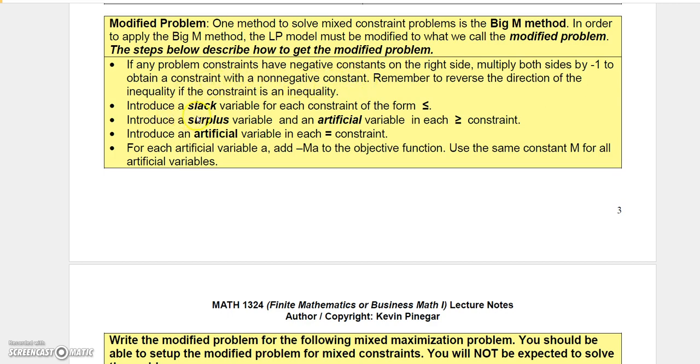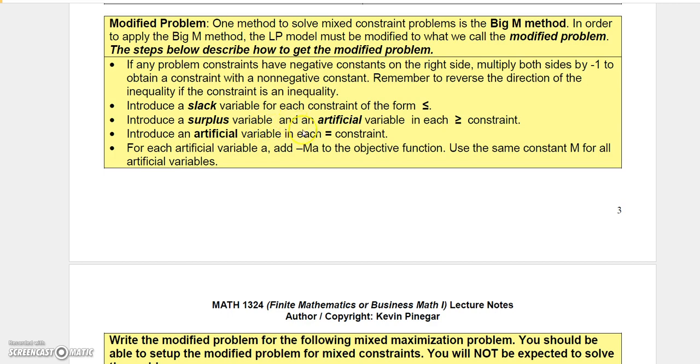And then after you do that, if you have any less than constraints, you just add a slack variable. Now if you have any greater than or equal to constraints, you introduce a surplus variable. You actually are going to be subtracting that because you're going to take away the surplus. Remember earlier we talked about when a constraint was in the less than or equal to form, we would add a slack variable to balance it or make it equal. But to make it equal here, you have to take away a surplus variable.